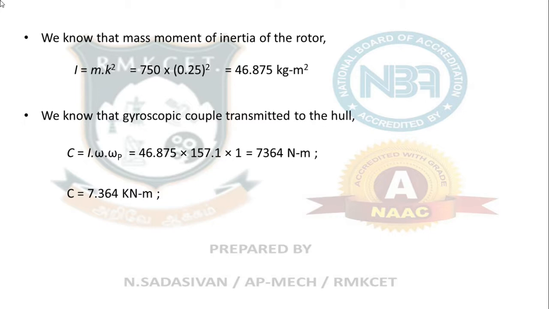So now what is the effect of this gyroscopic couple on the ship? Now when I look from the stern, my rotor is going around in clockwise direction. Now I am pitching the ship. The result will be rolling. So either to the left or the right, the ship will roll. That you have to say correctly.